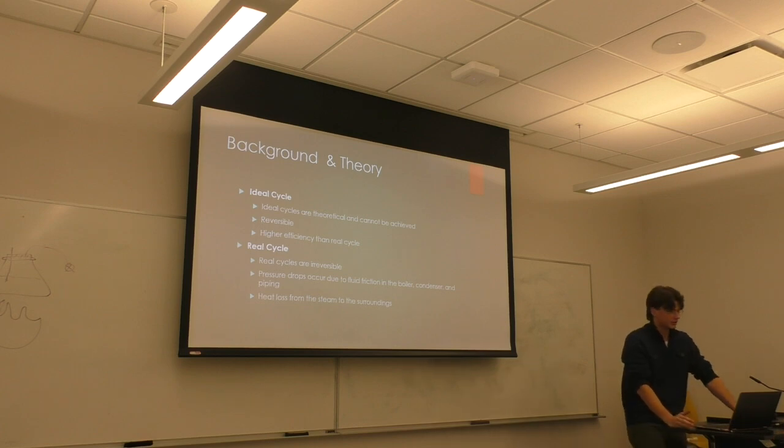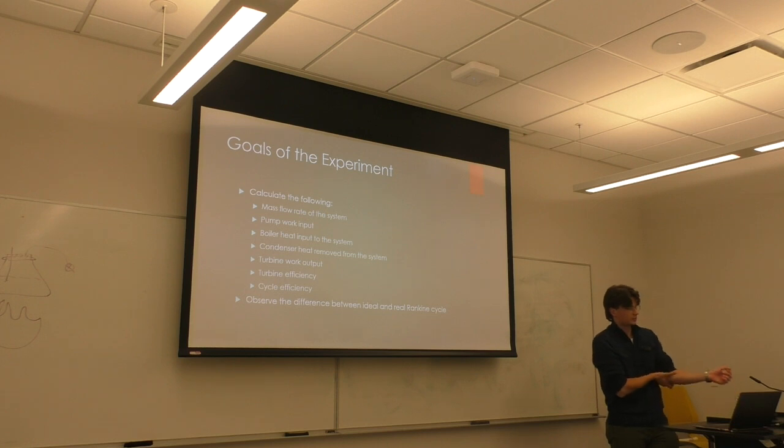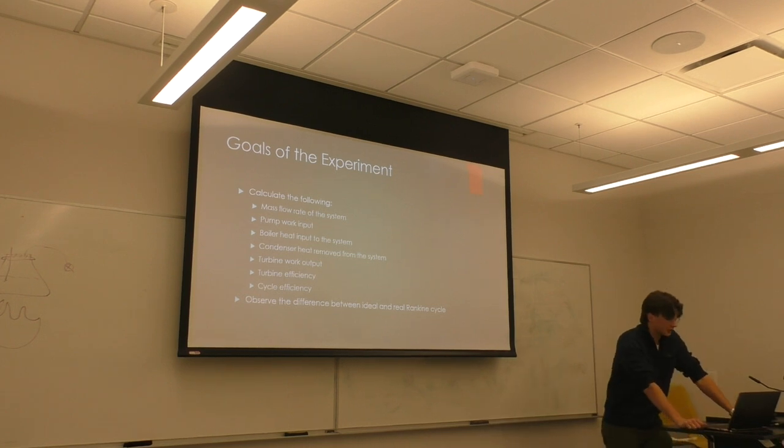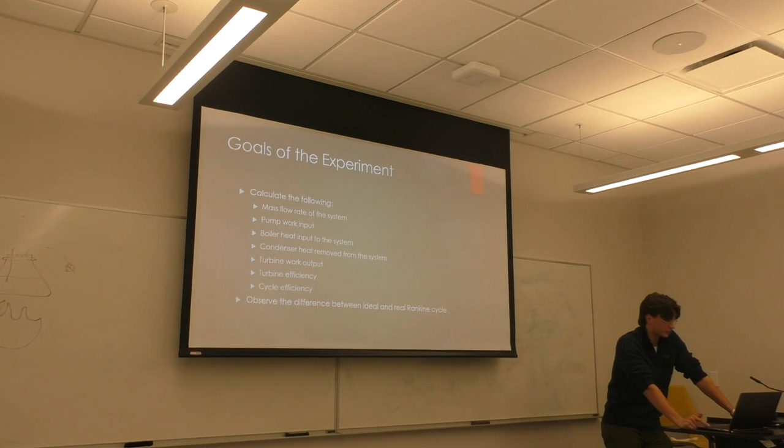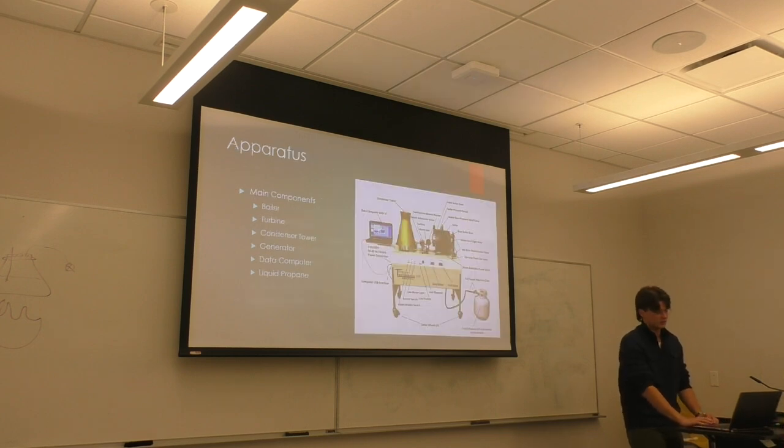For real cycles, they are irreversible. There are pressure drops that occur due to fluid friction in the boiler, condenser, and piping, and there are heat losses from the steam to the surroundings. So the goal of the experiment is to calculate the mass flow rate of the system, pump work input, boiler heat input, condenser heat removed, turbine work output, turbine efficiency, and cycle efficiency, and to observe the differences between the ideal and the actual Rankine cycle.